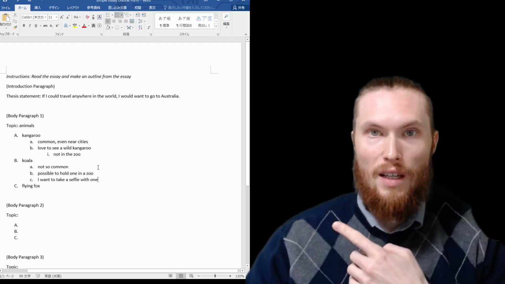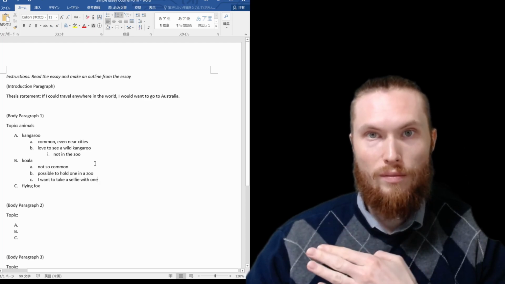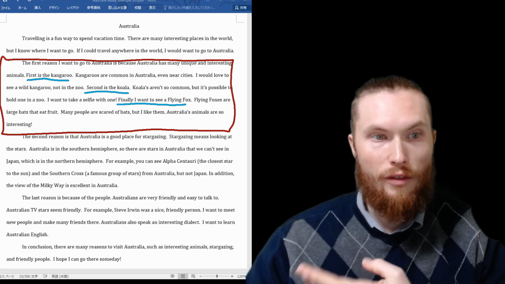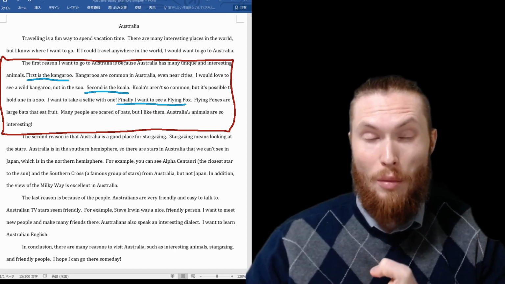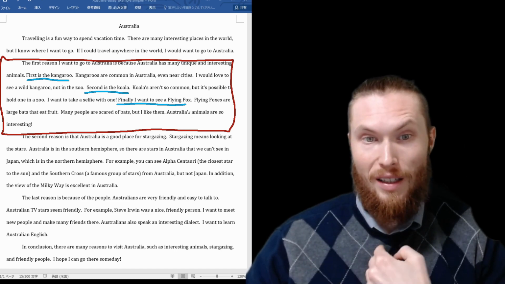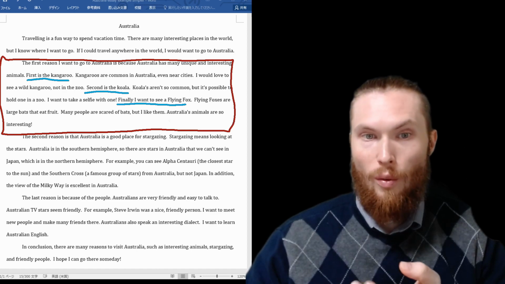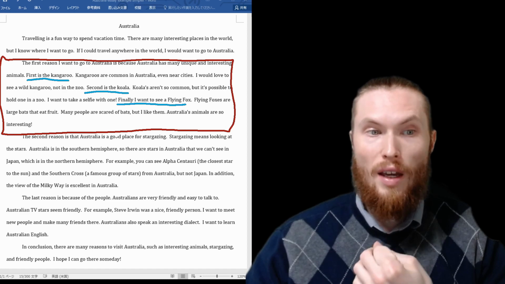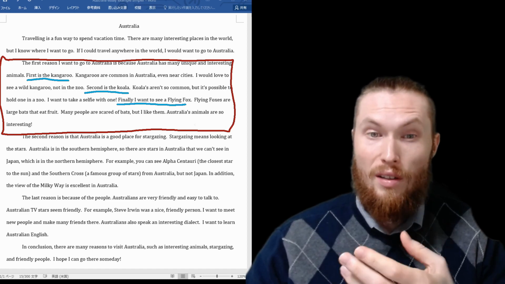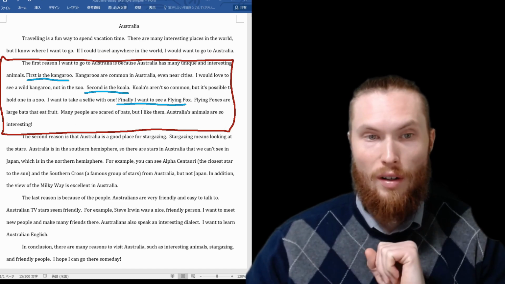Finally, let's look at the last animal, a flying fox. Okay, flying foxes are large bats that eat fruit. Many people are scared of bats, but I like them. Australia's animals are so interesting. So notice, by the way, this last sentence, Australia's animals are so interesting. That's the concluding sentence in this paragraph.